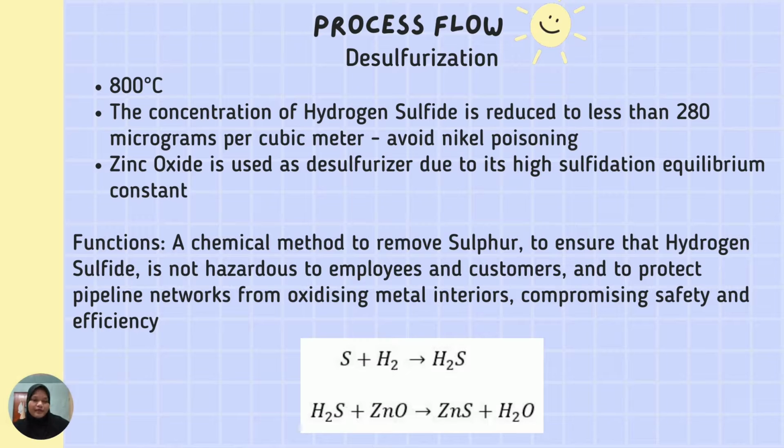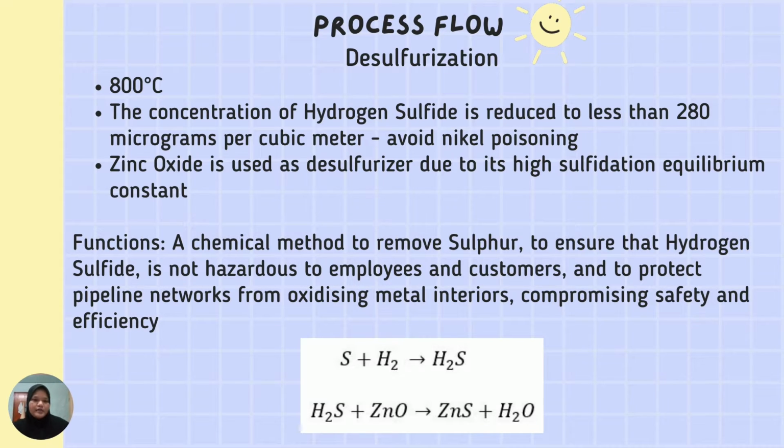The first unit operation is desulfurization. We use 800 degrees Celsius as the temperature. The concentration of hydrogen sulfide is reduced to less than 280 micrograms per cubic meter to avoid nickel poisoning. Zinc oxide is used as desulfurizer due to its high sulfidation equilibrium constant.